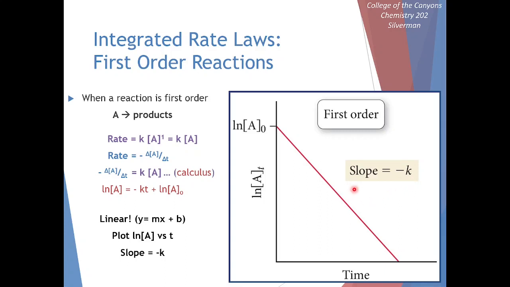Once again, the slope of this line is related exactly to the rate constant for our reaction. Negative k is equal to the slope. If we find this graph is linear, we can determine what the slope is, which will dictate what our rate constant is.